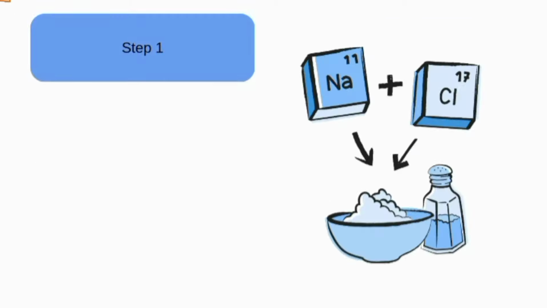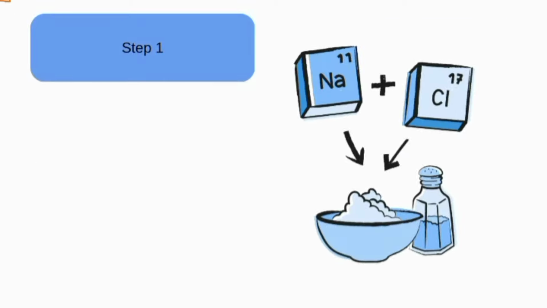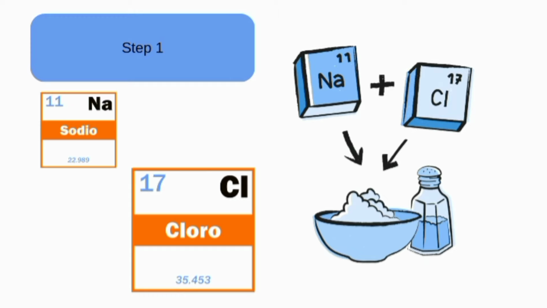Step 1. Identify the elements present. Break down the compound into its constituent elements. For example, in water, H2O, the elements are hydrogen, H, and oxygen, O.